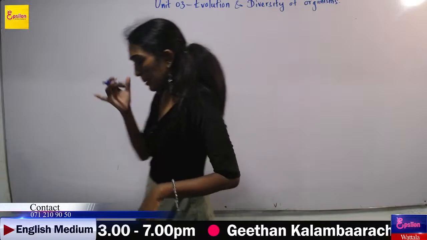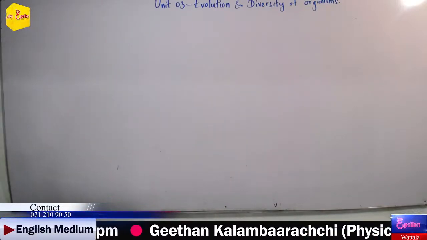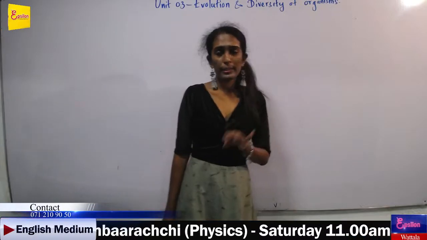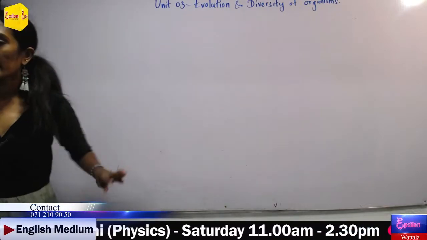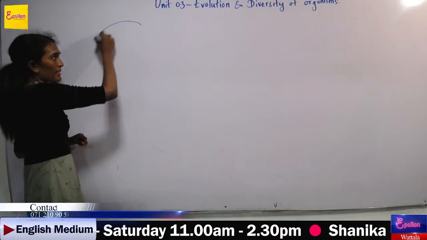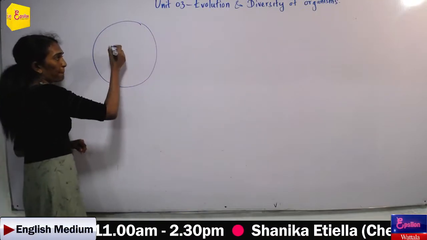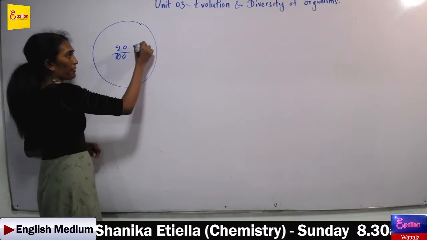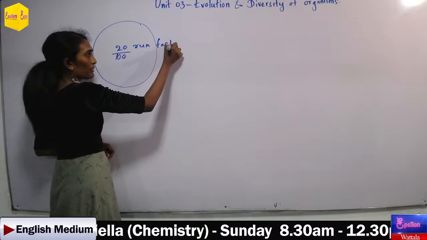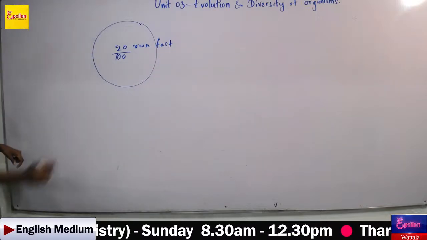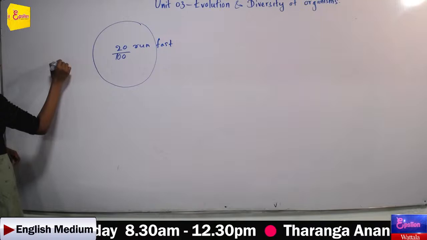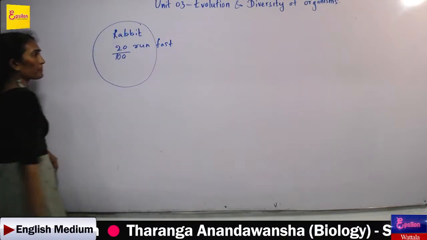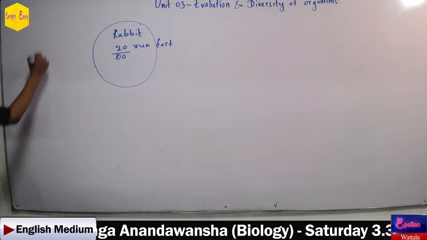I didn't explain about the topic here. In the topic, they are talking about evolution and diversity of organisms. I am going to explain the word evolution with a simple example. Think that there is a set of rabbits, out of which, out of 100, 20 can run fast, okay? There is a predator. Who is the predator of rabbits? Tell me one. A leopard? Okay, so a leopard is coming.